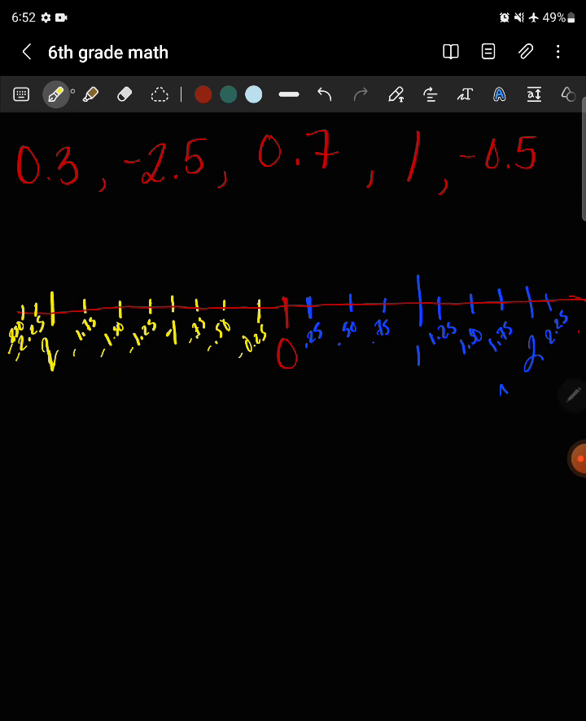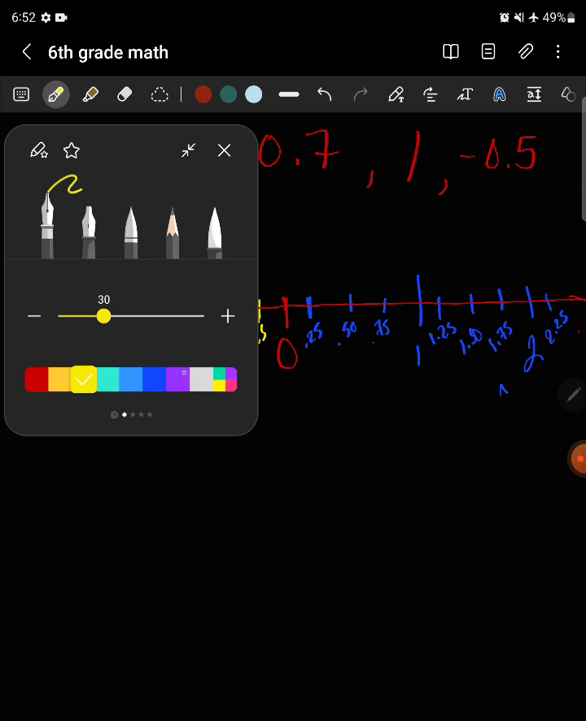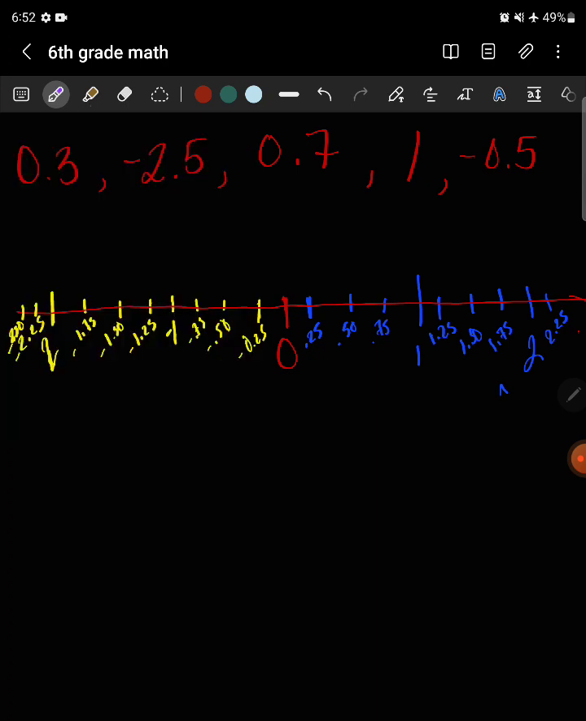So now I want us to plot these numbers and I'm going to plot them using purple, a different color. So the first number that I'm going to plot is 3/10. If I was to plot 3/10, I want us to look at what that's going to be in between. It's going to be in between 0 and 1, and that's just like having 30 cents. So if I got 30 cents, that's going to be really close to the 25 cents. Plot that right there, and on top, I want us to write what it is.